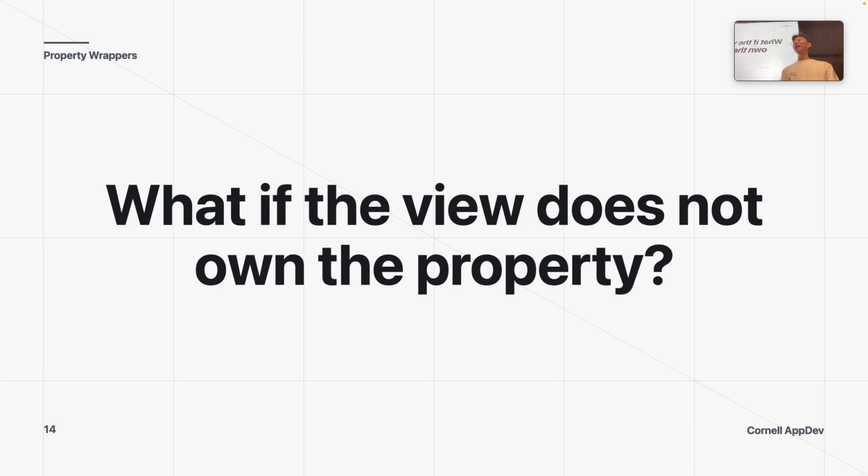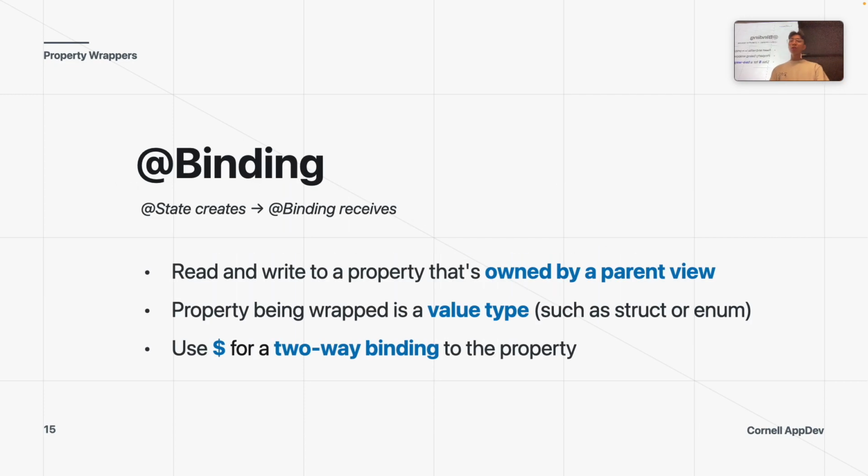But SwiftUI is reactive in nature, right? It observes this data and then it'll update your views automatically for you. So for views that do not own that property, you want to use this property wrapper called @Binding. So @State creates it and @Binding receives that property. It's similar to just @State, but instead of actually initializing a value, you retrieve that from something else. So you still use a $ sign for a two-way binding, and you still want to use it for a value type. The only difference is that it's from some parent view.